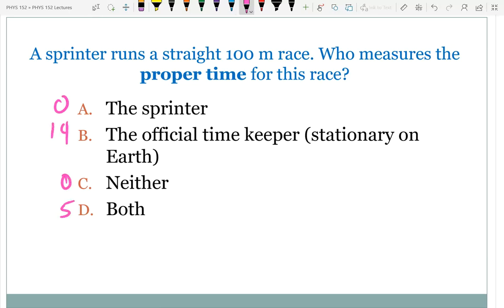Okay, 14 people said the official timekeeper stationary on Earth. 5 people said both. Christian. Well, I put B because he is the official timekeeper. He would be the one measuring the proper time. Interesting logic.